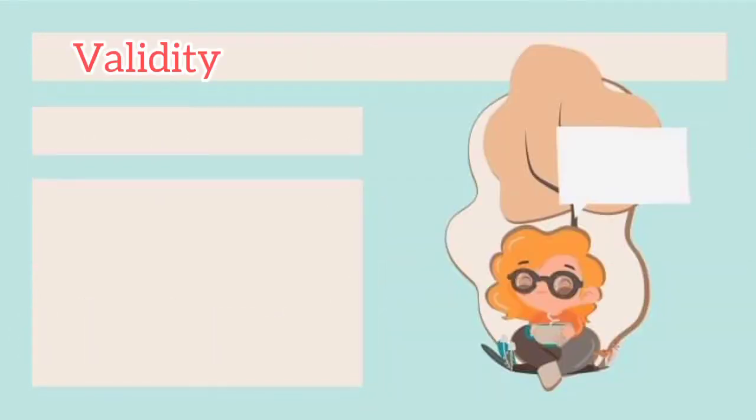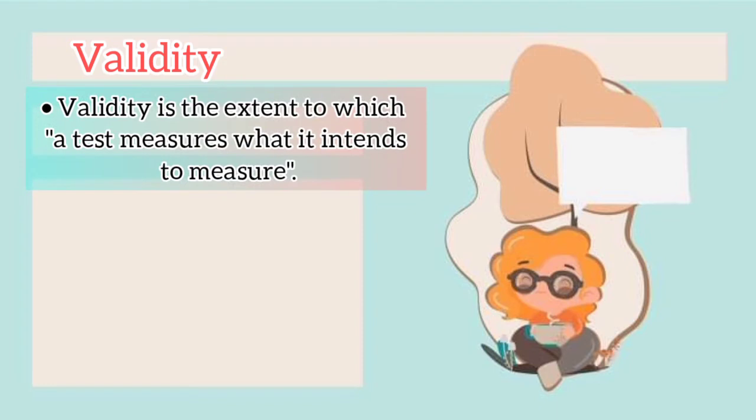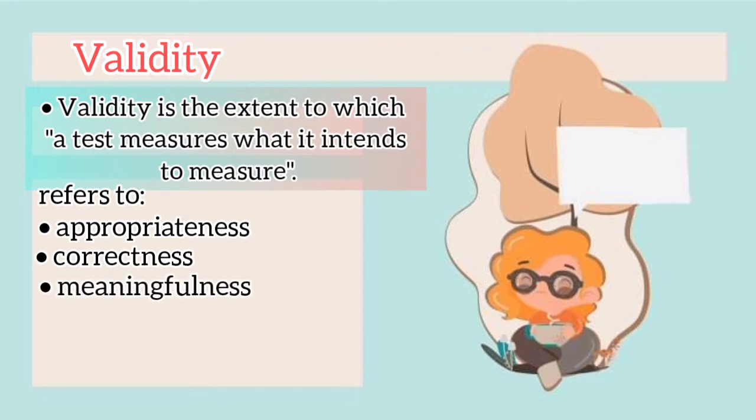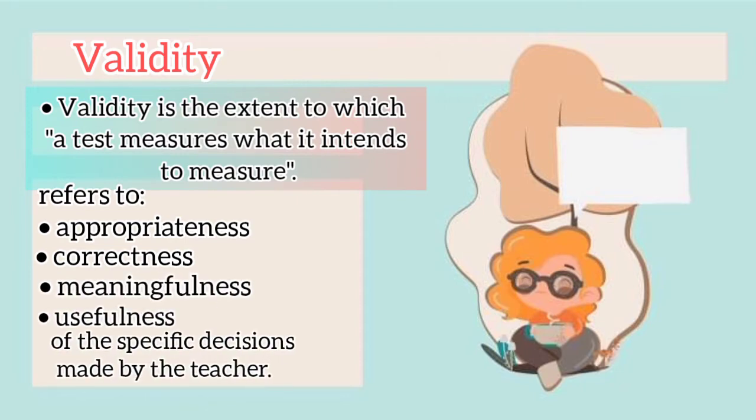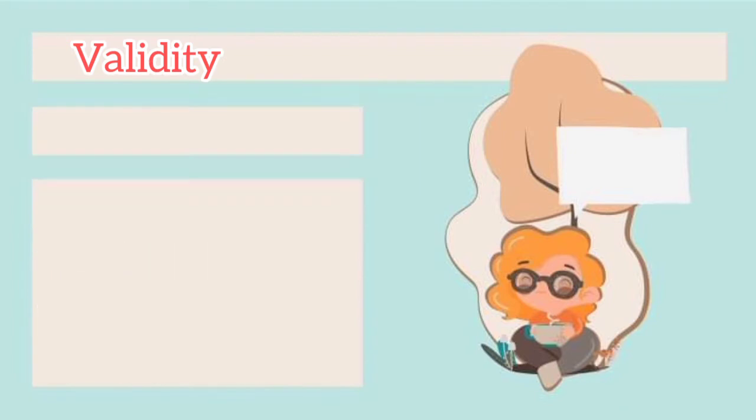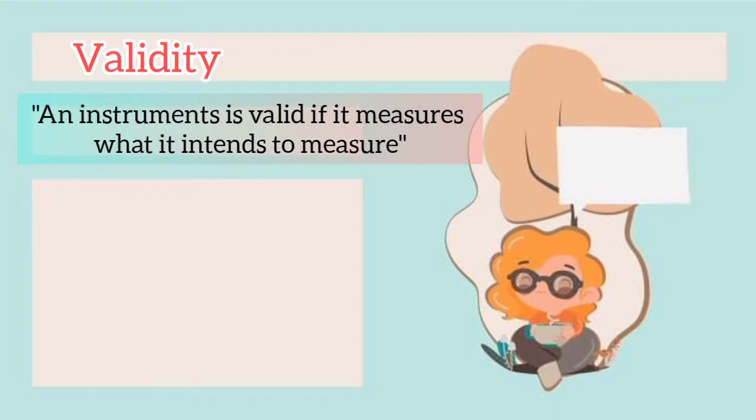So, what is validity? Validity is the extent to which a test measures what it intends to measure. It also refers to the appropriateness, correctness, meaningfulness, and usefulness of the specific decisions made by the teacher. The most basic definition of validity is that an instrument is valid if it measures what it intends to measure. It is easier to understand this definition through looking at an example of invalidity.